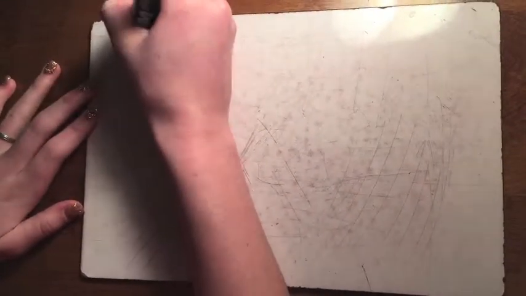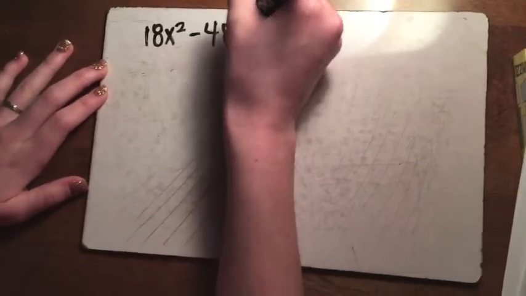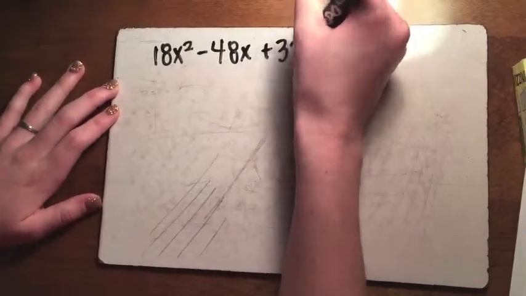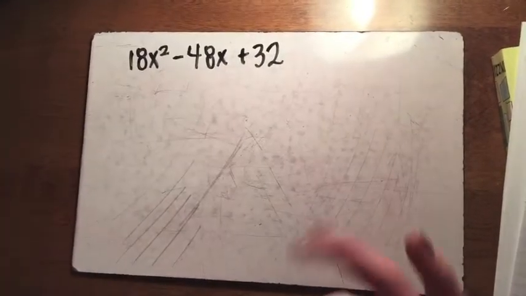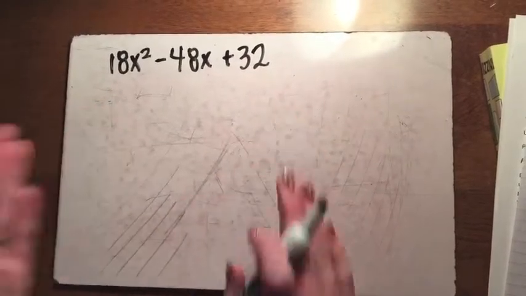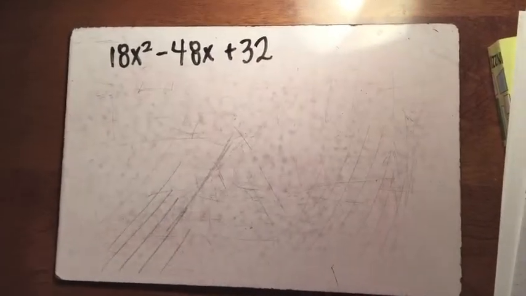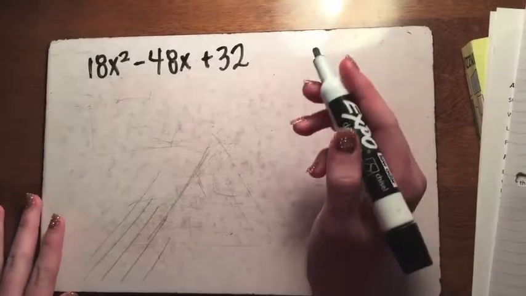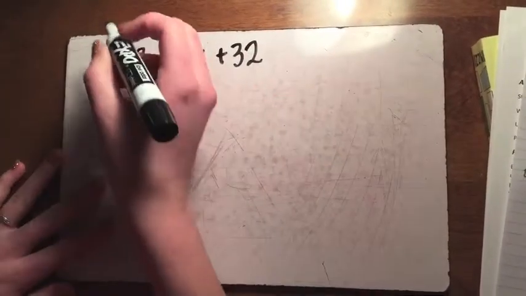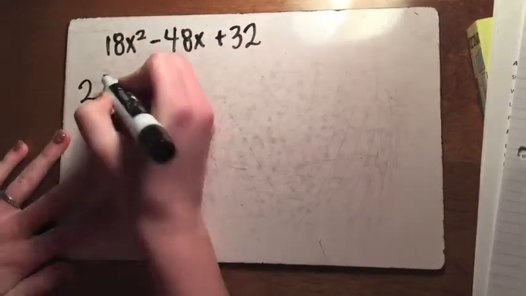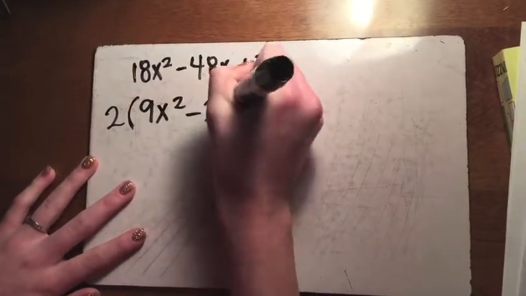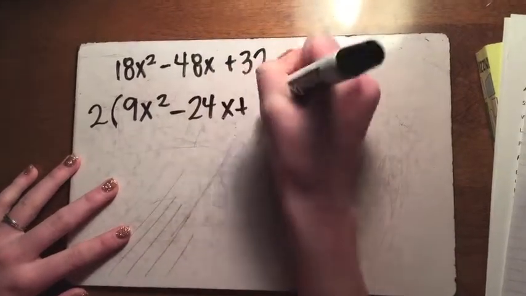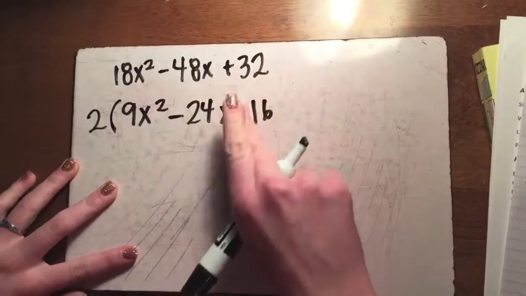This one is 18x squared minus 48x plus 32. So if you got this on a test and you're just looking at it, you're like, oh my gosh, those are huge numbers, and I'm not going to multiply 18 by 32. You're right, you're not going to, because the first thing you do is take out the GCF, which sadly is only 2, but still it helps a lot. Take out 2, then you're left with 9x squared minus 24x plus 16. That's a terrible plus, so I'm going to rewrite that.